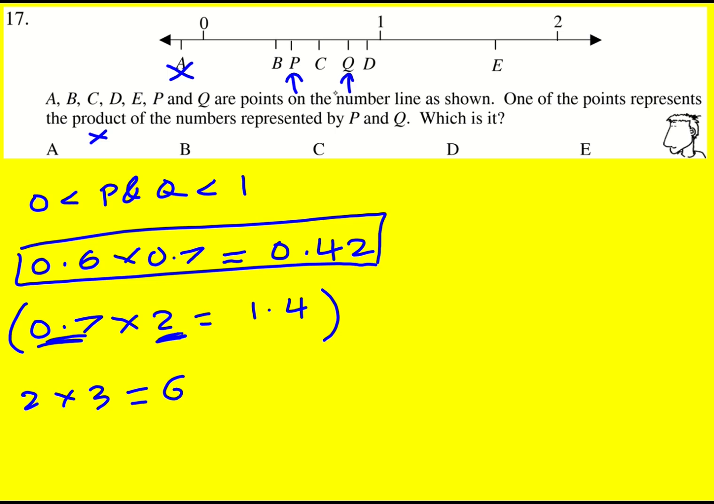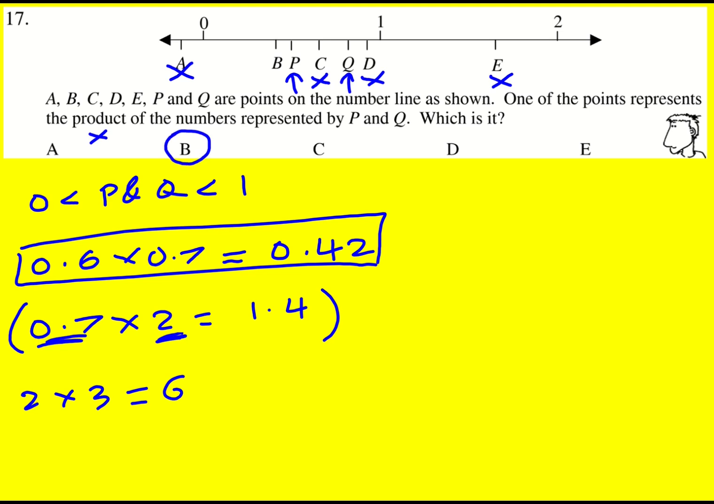We've got P and Q both less than 1, and therefore the product is going to be less than each of them as well. So it cannot be E, it cannot be D, and it cannot be C, because it's got to be less than both of them. And therefore the answer has to be B.